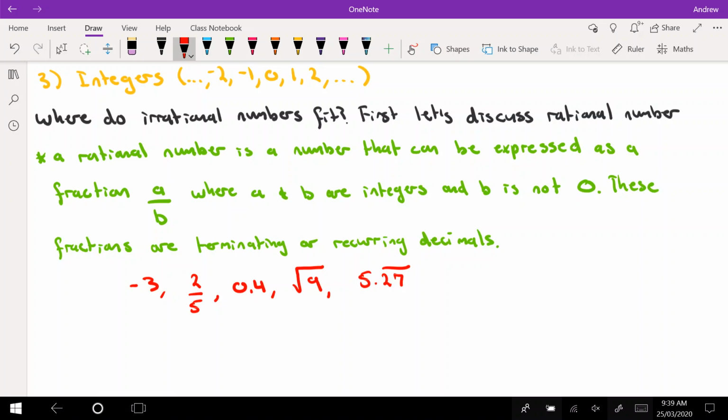So would 3 be a rational number because of the square root of 9? Yeah, so 3 as well. You could probably have a long list of rational numbers, because numbers are only two things: either rational or irrational.